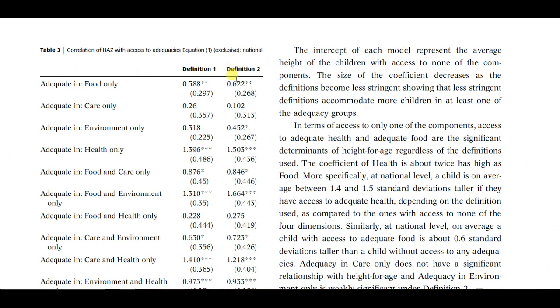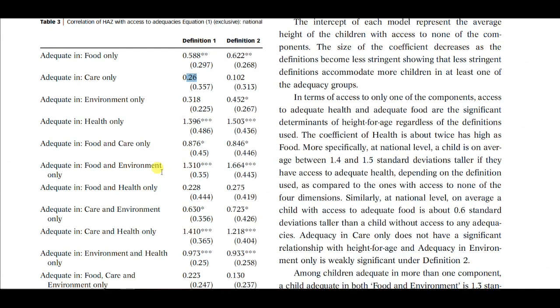So you can see that individual components are insignificant. Even though they are insignificant, they are significant when they are combined with other sectors. Food and care combined has significant impact. Care alone does not. So food and environment combined has 1.3. Environment alone is insignificant. So you can see this, as I was saying, synergies mean that the outcome is greater than the sum of its parts.